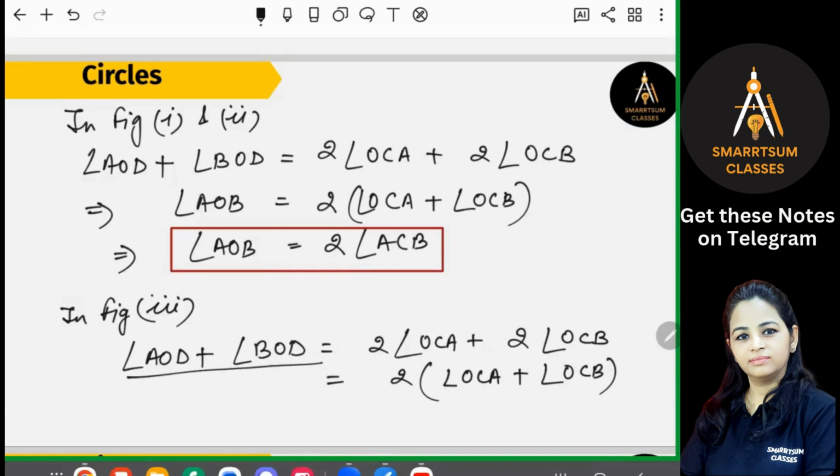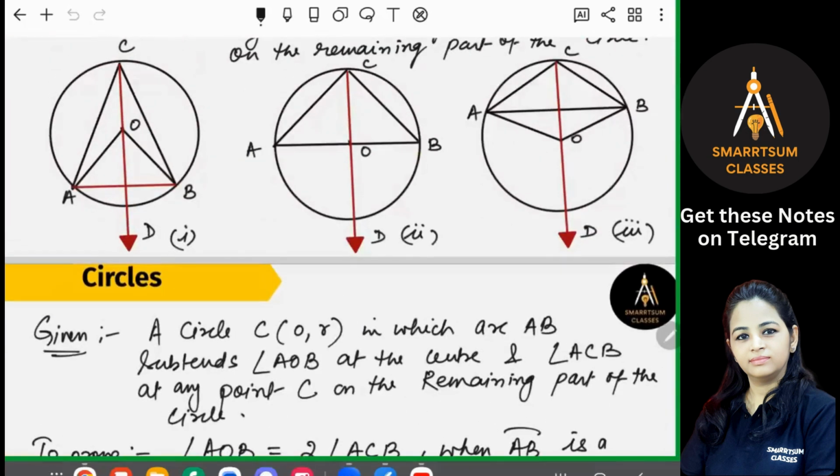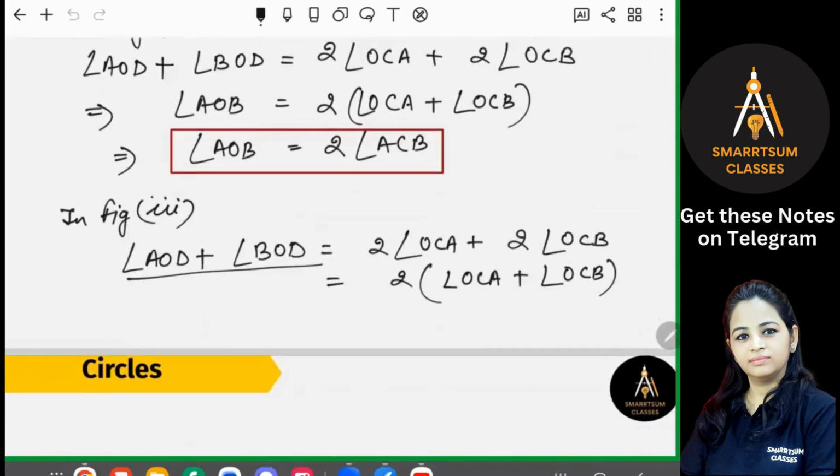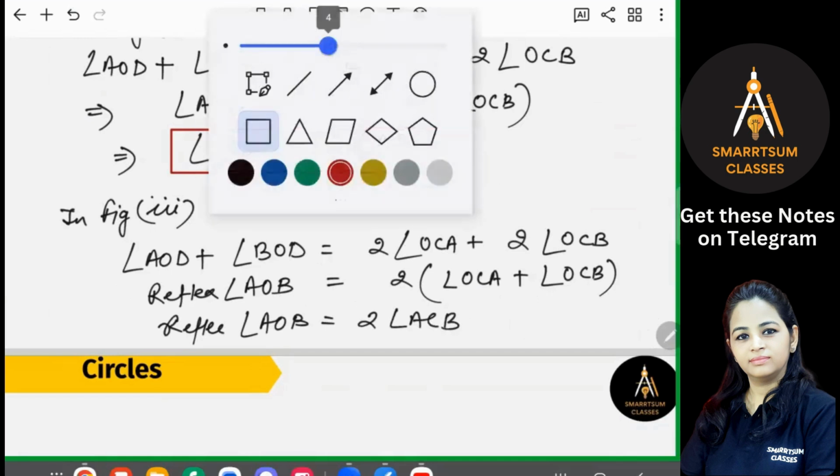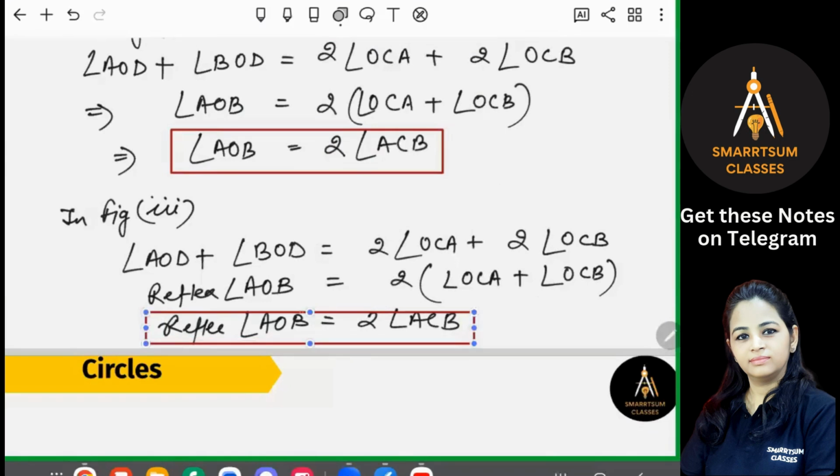Now AOD plus BOD. This time we are talking about AOD, this and this, right? So this is the reflex angle AOB, right? We're not talking about this angle AOB. We're talking about this reflex angle AOB, right? So write down reflex angle AOB is equal to twice of angle OCA plus OCB, which is angle ACB, right?